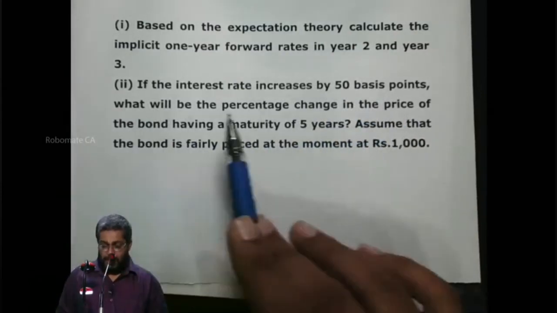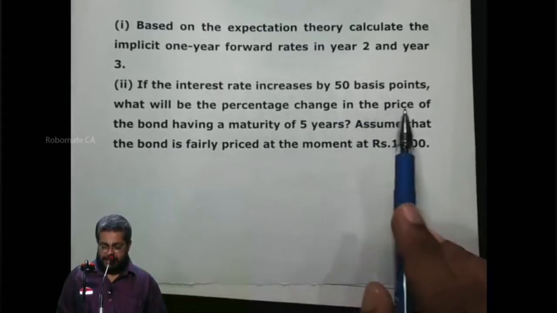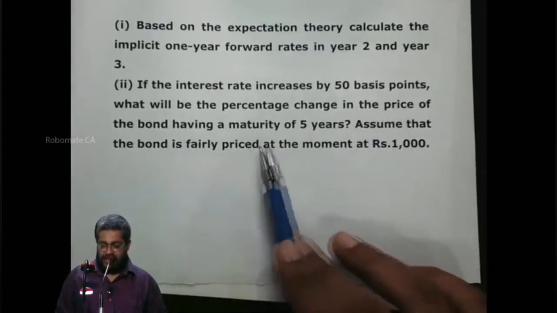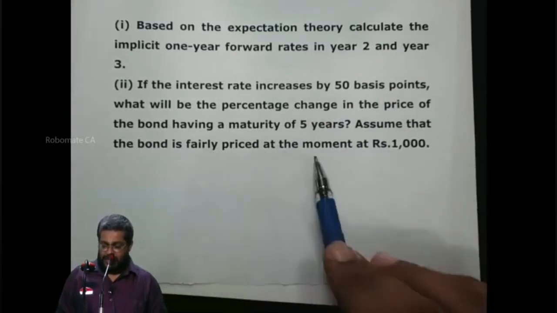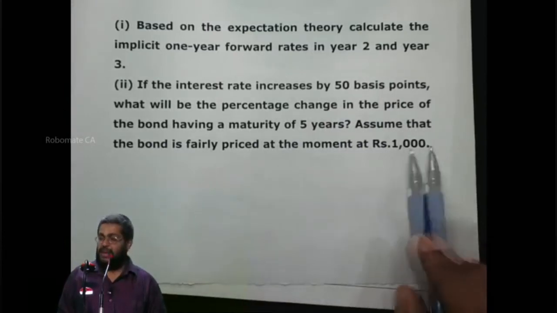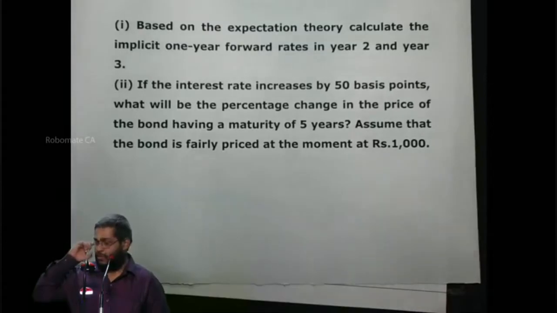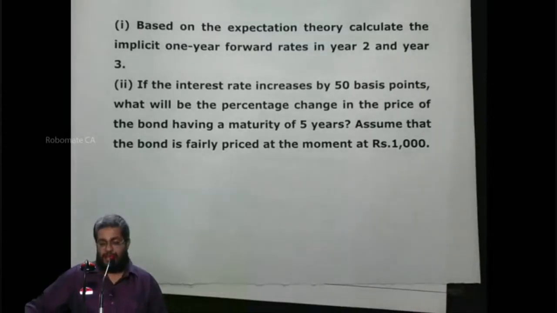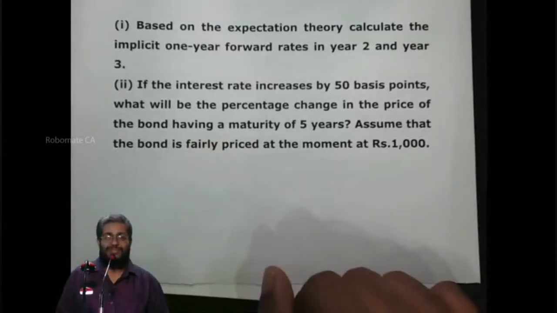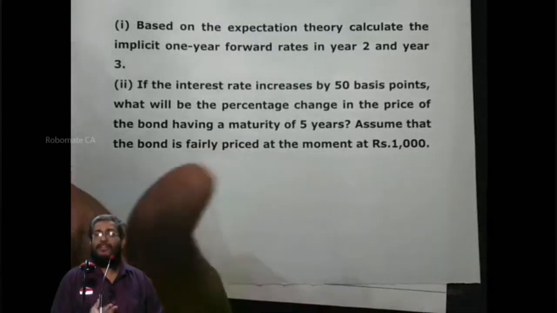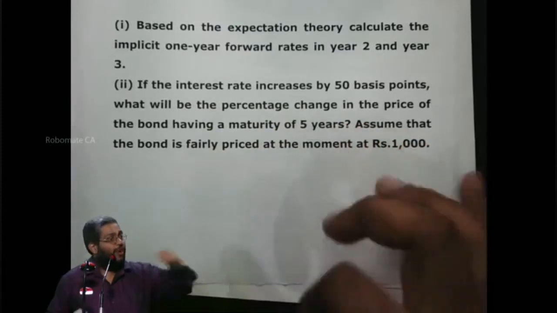0.5%. What will be the percentage change in the price of the bond having a maturity of 5 years? Assume that the bond is fairly priced at the moment at rupees 1000. My question is, tell me, what is that we have to calculate first? The question asks you to calculate what first? Volatility. Correct. Good morning, friends. What is volatility?